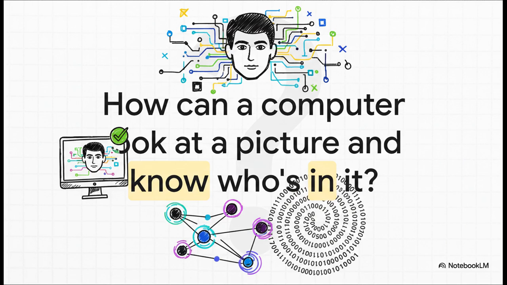So, that really is the big question, isn't it? How can a bunch of code look at a photo and say, oh, I know who that is? It's a really deep and fascinating process. And the answer, well, it all starts with understanding that a computer sees the world in a way that's completely alien to how we do.